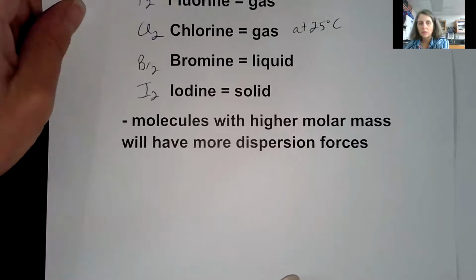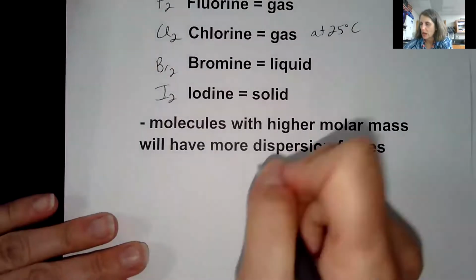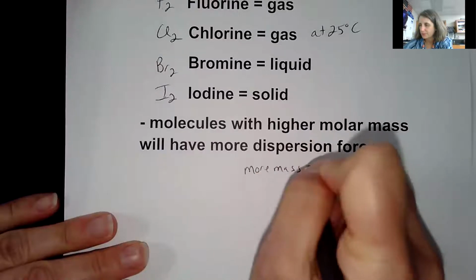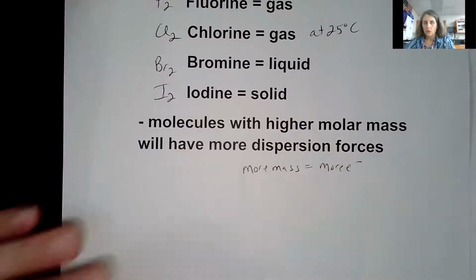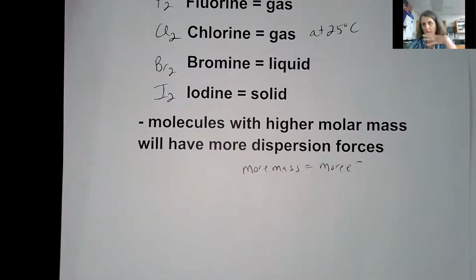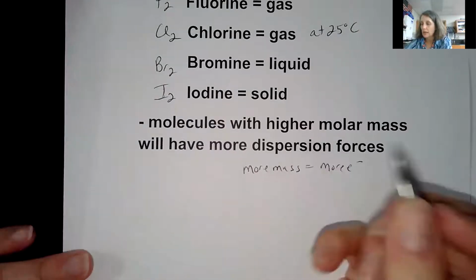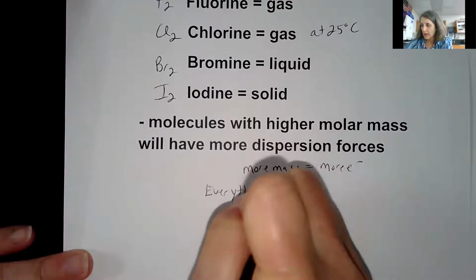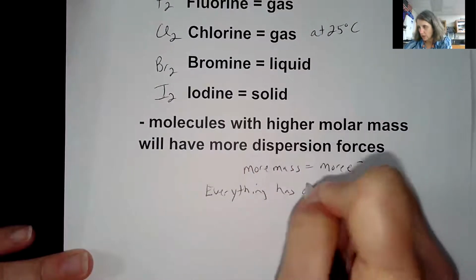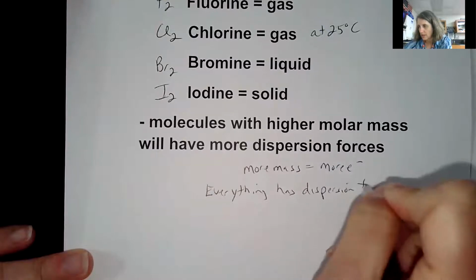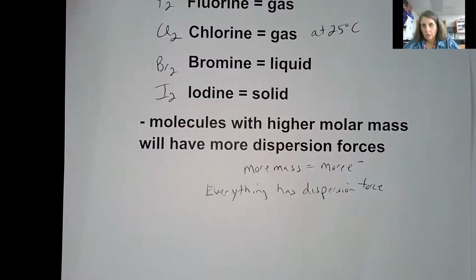Molecules with higher molar masses will always have more dispersion forces. The more mass you have, the more electrons you're going to have. And the more electrons you have, the more chances you have for dispersion forces. But please remember that everything has dispersion forces. It is the weakest force, but every molecule has it. That's how fluorine and chlorine stay together when they're a gas, bromine sticks together even more, and iodine sticks together the most because you have the most electrons in that group.